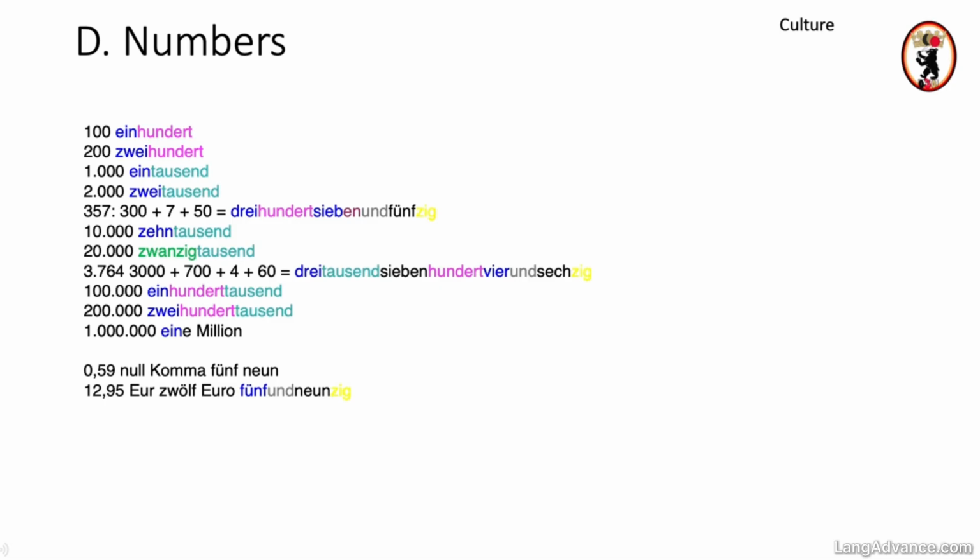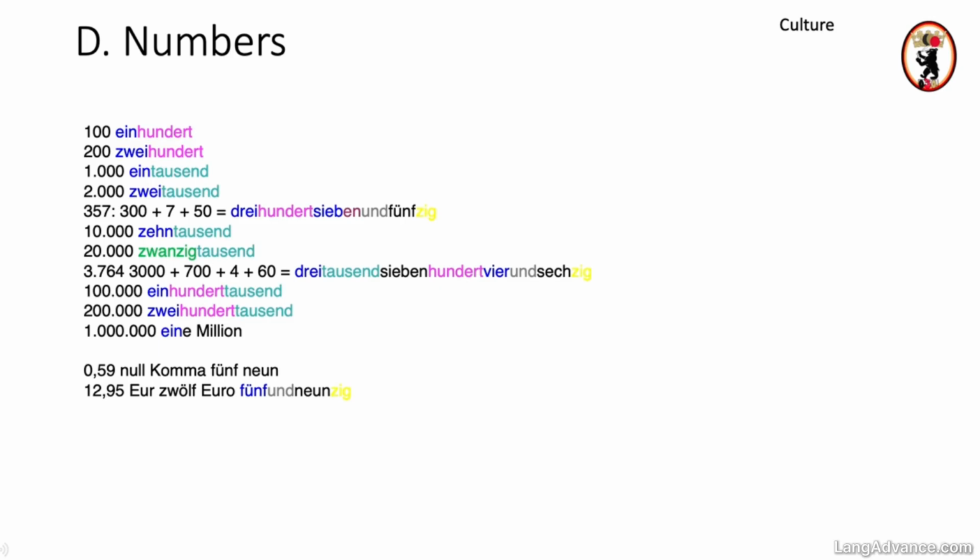2000 is 2000. And now the tricky numbers. 357 is basically pronounced 300 plus 7 plus 50. 357. 10,000 is 10,000. 20,000 is 20,000. 3,764 is pronounced 3,000 plus 700 plus 4 plus 60. 3,764.